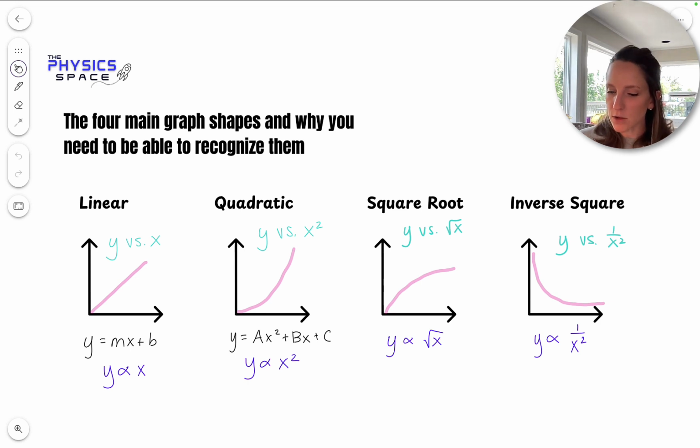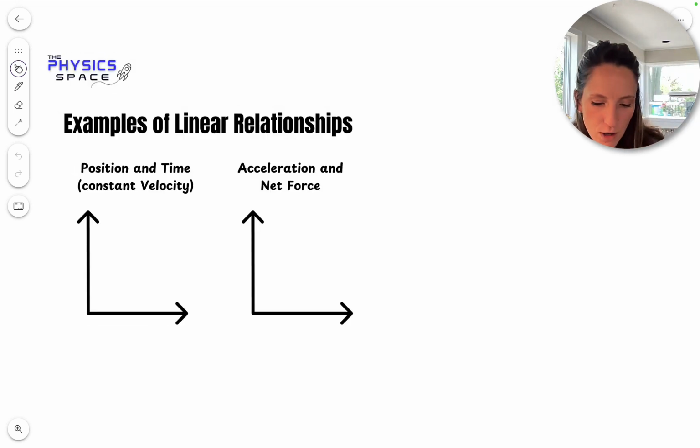All right, so let's take a look at a couple of examples. And I want to start off here with two examples where you would just see linear relationships. And if it's already linear, you don't have to linearize it.